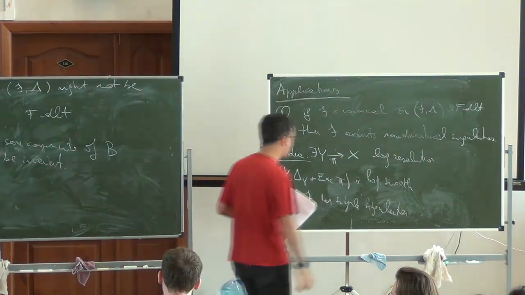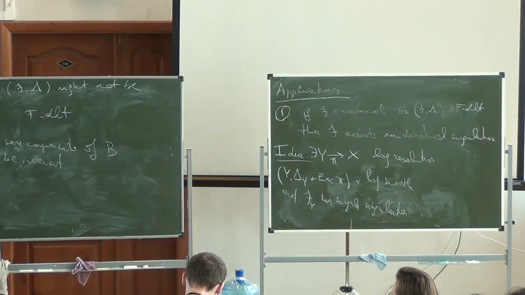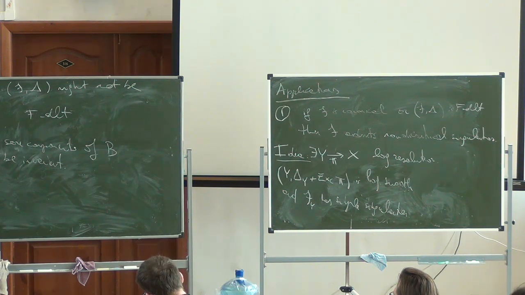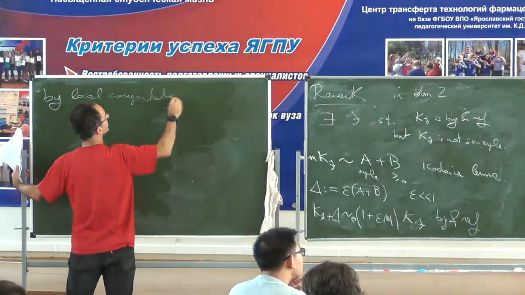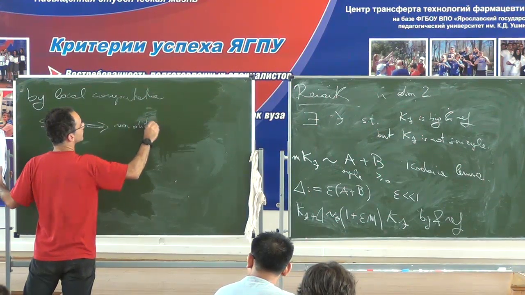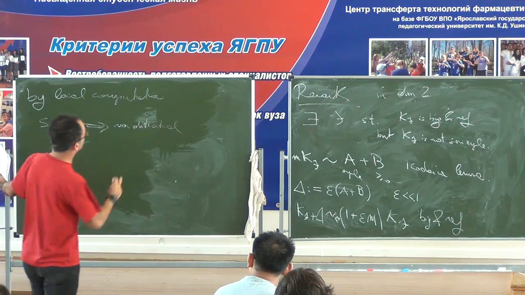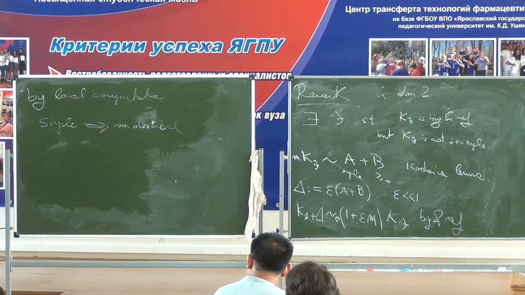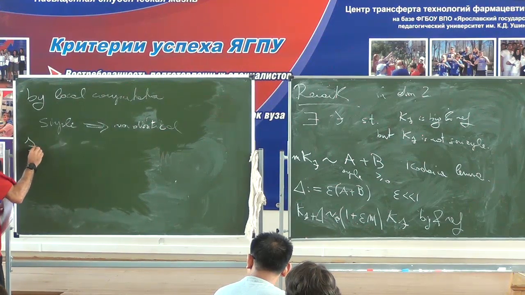Okay? So now, simple implies non-dicritical. Although it's not obvious, it's just done by hand, because I gave the local description of simple. So it can just be checked by local computation that simple implies non-dicritical. So in particular, F_Y is non-dicritical.